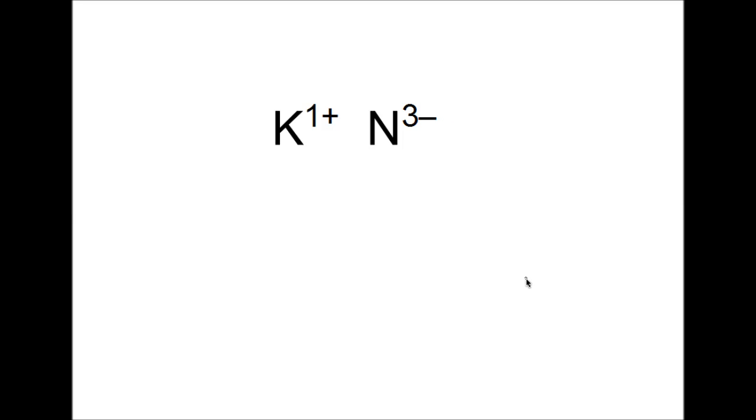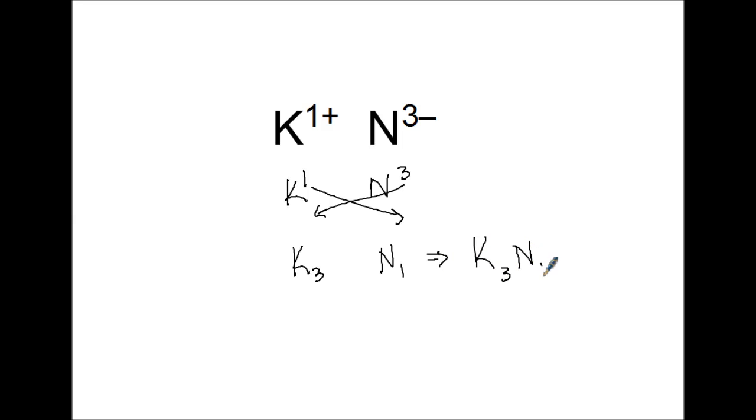All right, so our next example is with the potassium ion and then the nitride ion. Once again, we're going to remove the pluses and the minuses. So we have 1 and 3. We're going to do that crisscross or cross-charge method, as your book calls it. So we have the K over here with a 3 and the N over here with a 1. All right, and then we're going to put it together. So we have K3 and 1.